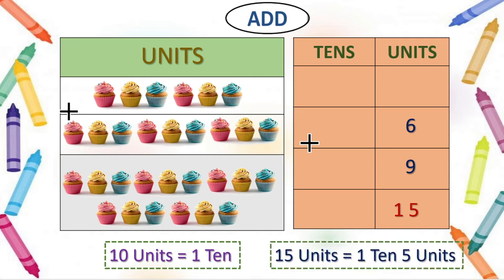Very nice. Now what is the next step? Correct. We have to keep 5 in the units place and 1 should be carried over to the tens place. Very nice. So the answer is 1 in the tens place and 5 in the units place. That is nothing but 15. Altogether there are 15 ice cream cups.